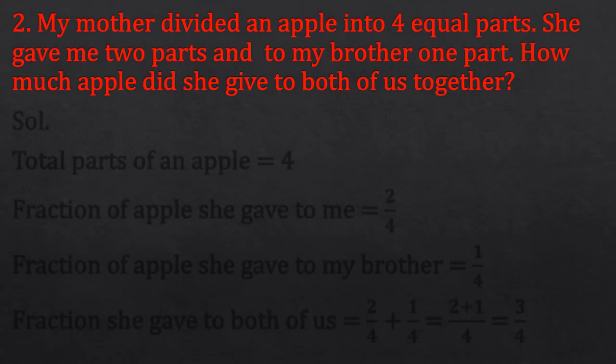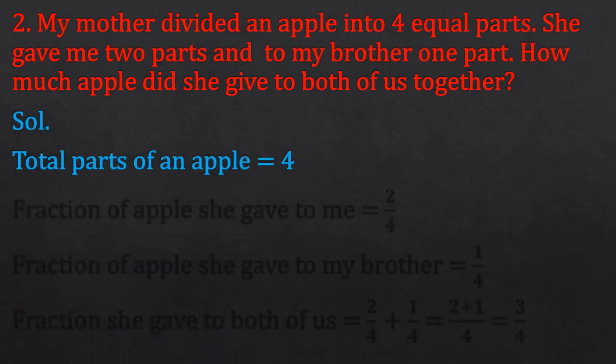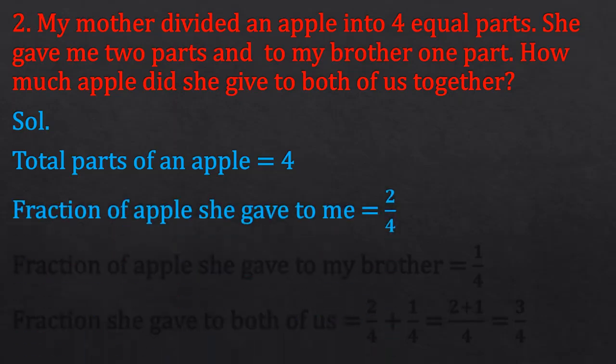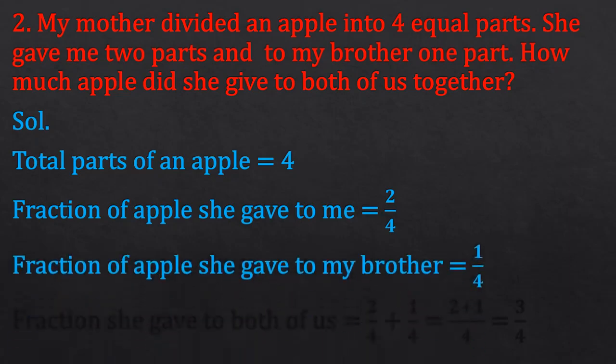Now see the solution. How many total parts are there of an apple? They are 4. Then fraction of apple she gave to me: she gave me 2 parts, 2 out of 4. So fraction is 2 upon 4. And what is the fraction she gave to my brother? Fraction of apple, that is 1 upon 4, because out of 4 parts she gave my brother 1 part.